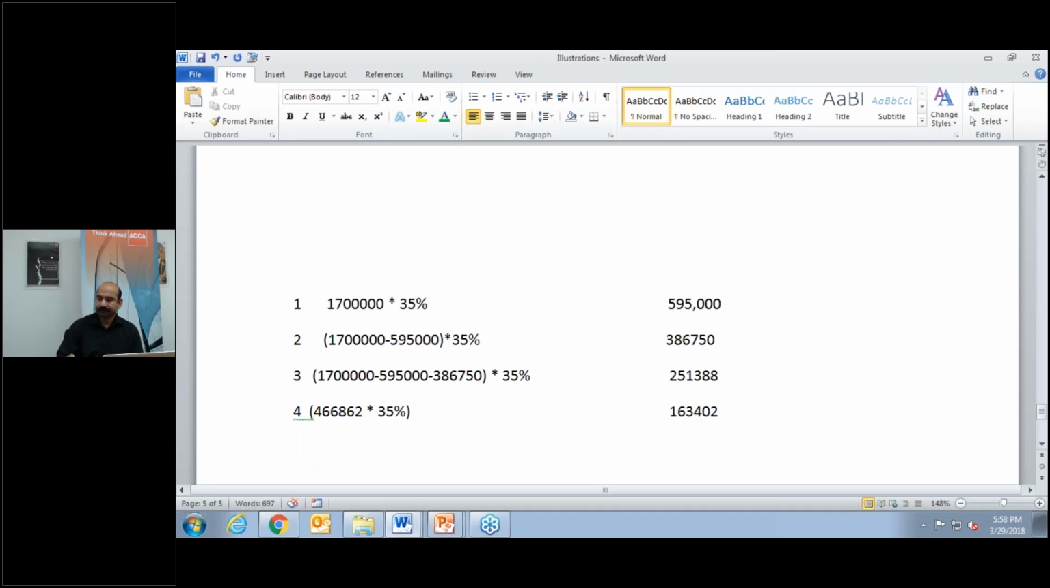Now in the fifth year, what is the net book value? The net book value is 303,460.